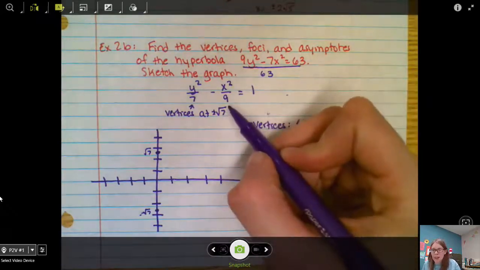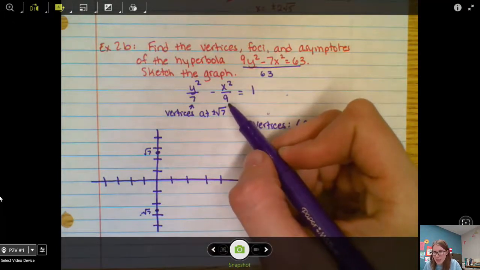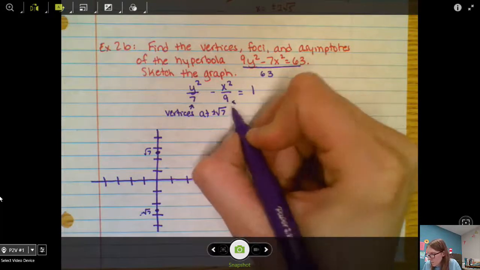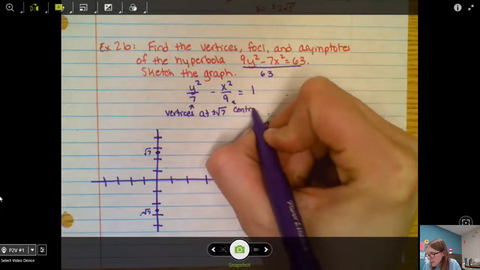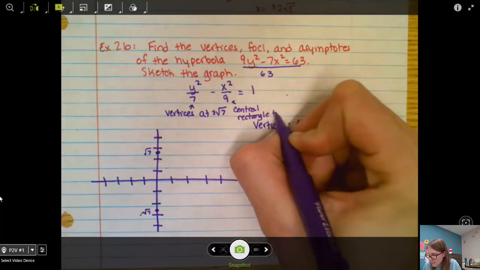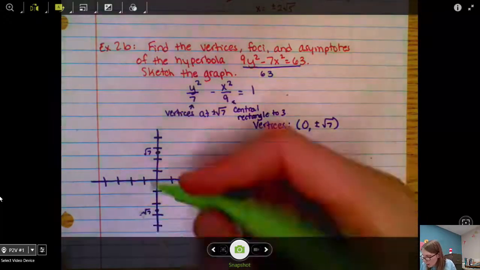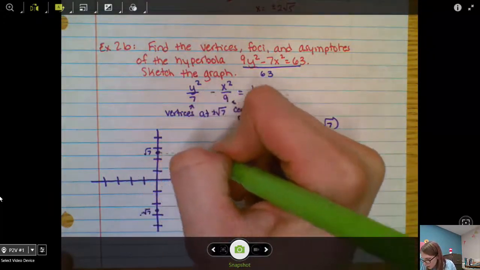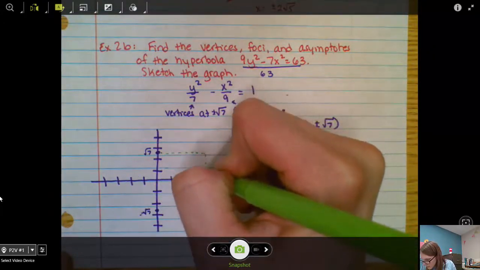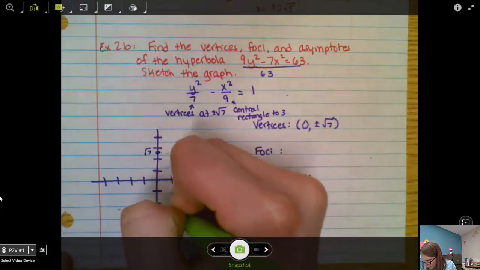Then let's look back at our equation. We have this 9 here. This other number, remember, tells us the other dimension of our central rectangle. So our central rectangle goes to 3 on both sides, goes out 3 either way. So go out 3, out 3 over here.